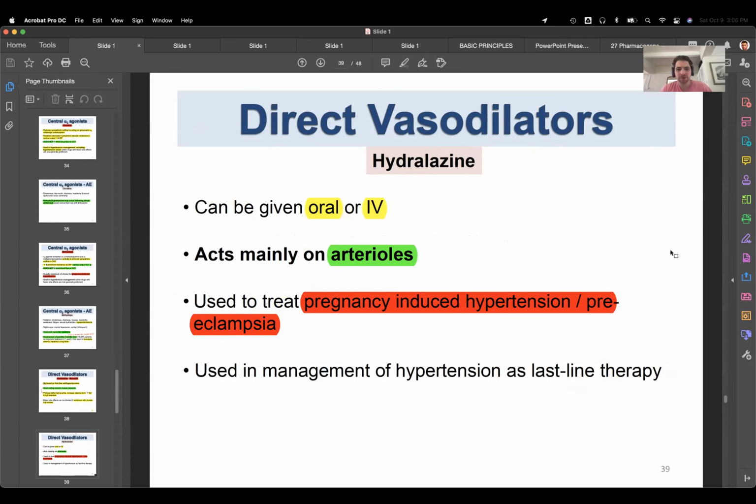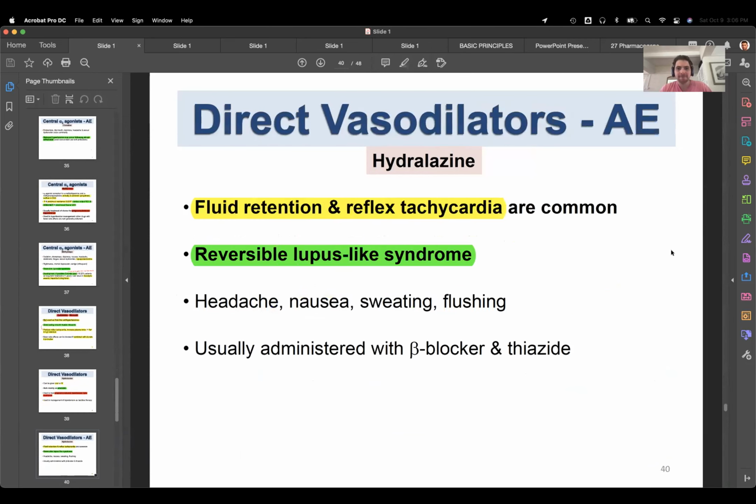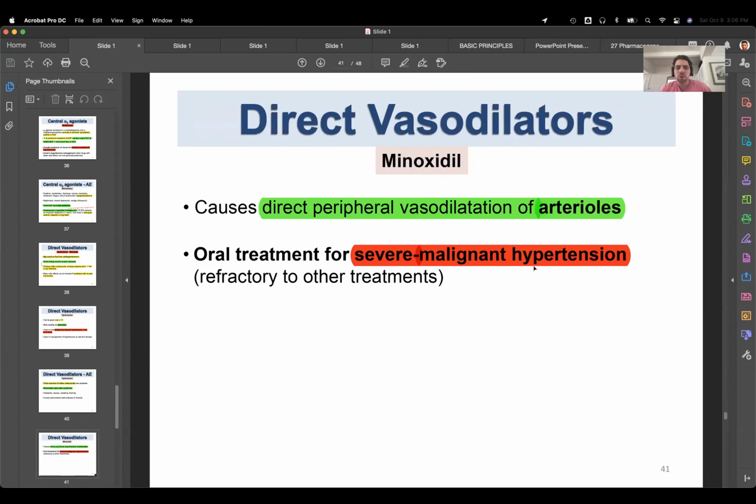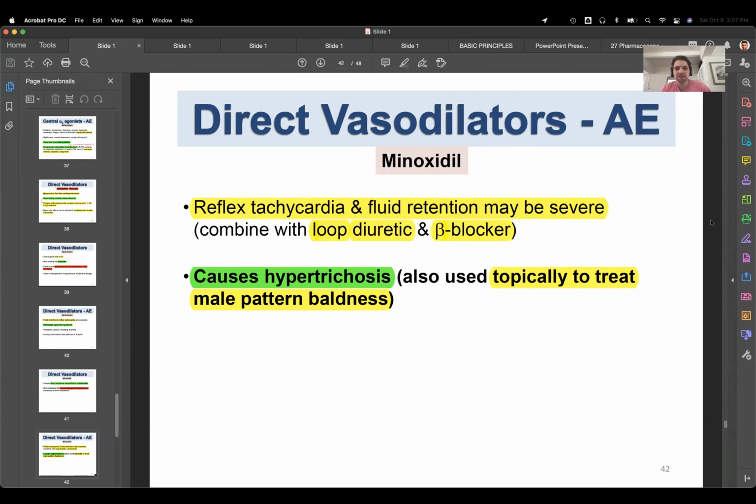On the arterioles, direct vasodilators. All right. Watch out for that lupus-like syndrome. They'll just give you symptoms of lupus. They won't tell you it's lupus-like syndrome. So you need to know the drugs that go with that. And if there's any sort of malignant hypertension that you need to address immediately, minoxidil can work. But typically they talk about hydralazine.